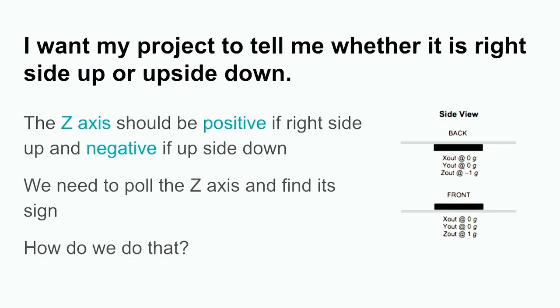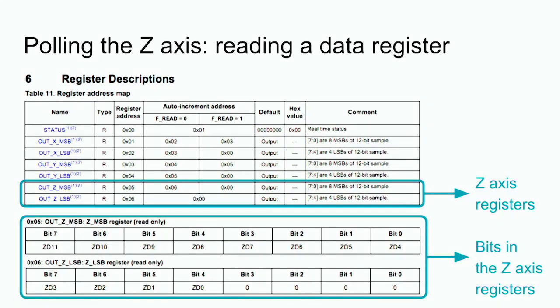We know that we only need the z-axis, and this little image on the side here is from the data sheet, and it says that if it's upside down, you'll get a negative z, and if it's right side up, you'll get a positive z. So how do we learn whether the z is negative or positive? Well, we're going to look. These are copied and pasted from the data sheet. So this is the out z. There's two of them that say out z, and there's MSB and LSB, and that stands for most significant and least significant bits.